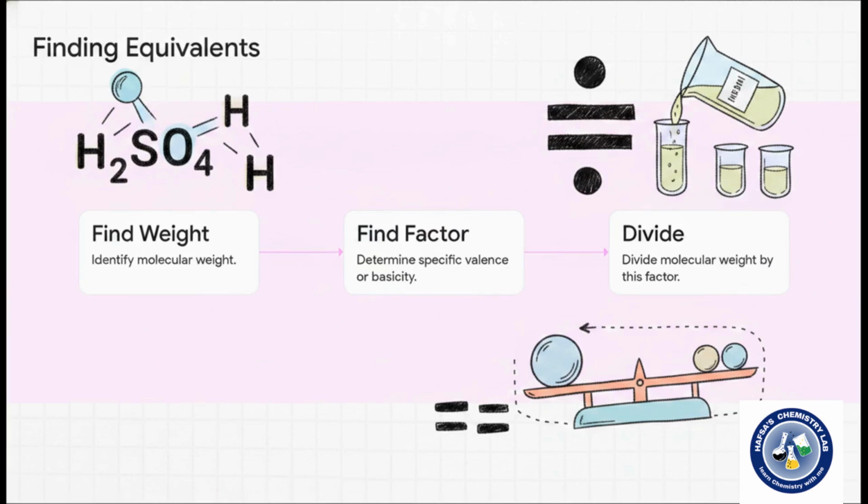So, we calculate its equivalent weight. We take the molecular weight of the substance and we divide it by its specific reactive power, like its basicity, which is just the number of replaceable hydrogen atoms it has. This gives us a normalized weight, guaranteeing a perfectly fair one-to-one reaction ratio.